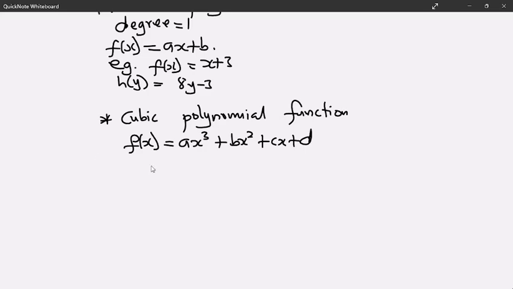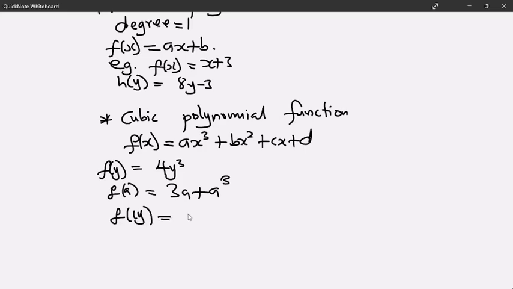So we're going to have examples of cubic polynomial functions as f of y equals 4y cubed. We can also have f of a equals 3a plus a exponent 3. We can as well have f of y equals 15y exponent 3 minus y exponent 2 plus 10. So these are all examples of cubic polynomial functions. Okay.